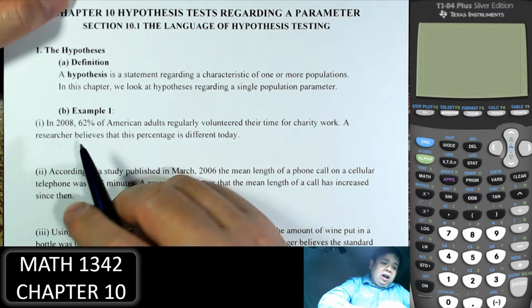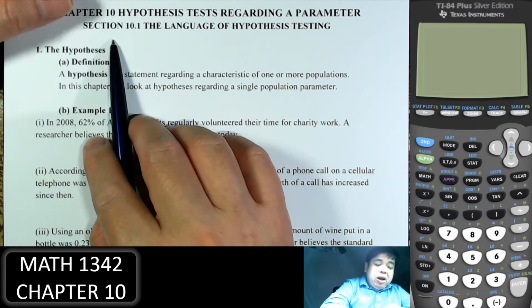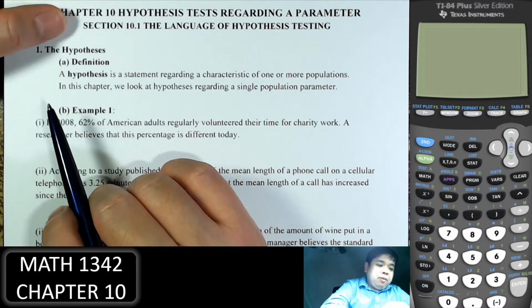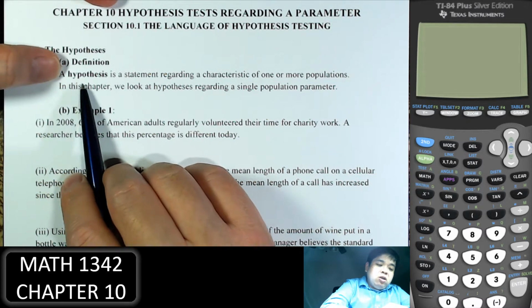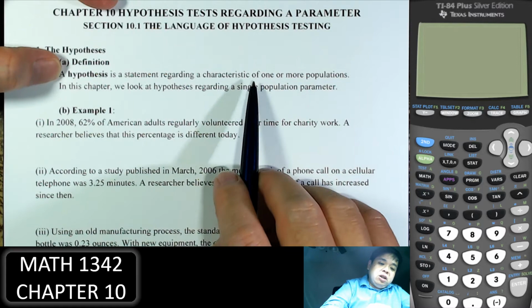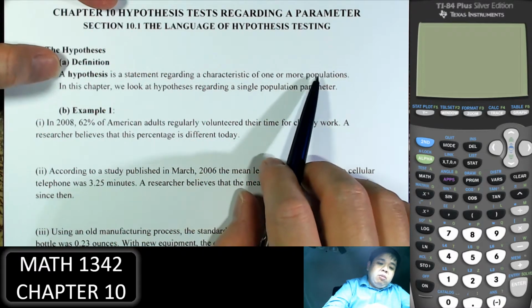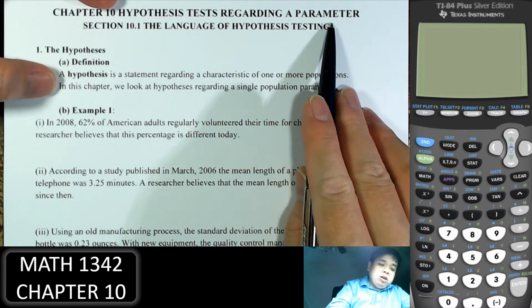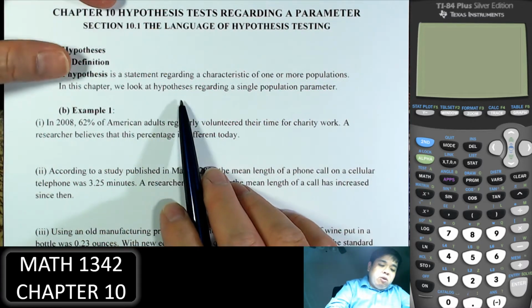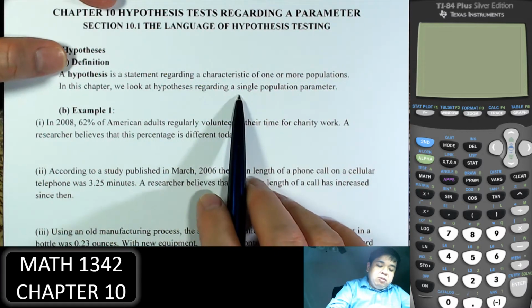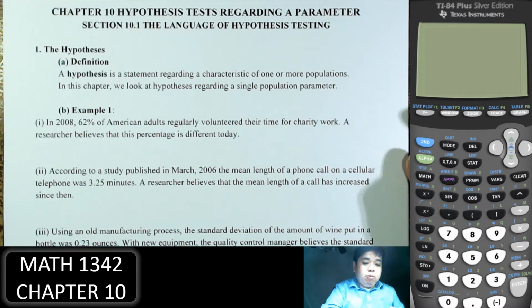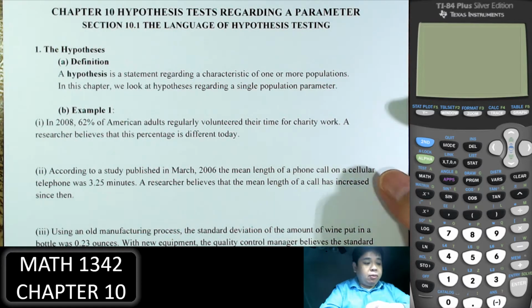In this case, we spend the first section talking about the language of hypothesis testing. A hypothesis is a statement regarding a characteristic of one or more populations. So it is about the population, therefore it is a parameter. In this chapter, we look for hypotheses regarding a single population parameter. Right, so only one population here.